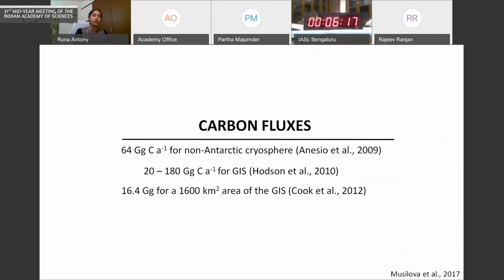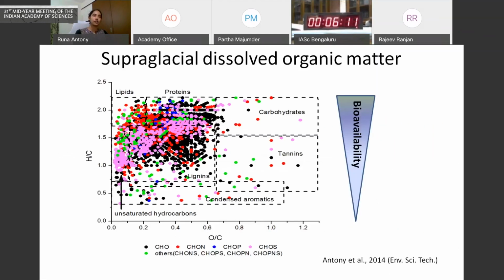And what we have tried to do is basically try to understand at the molecular level what this carbon on the ice surface is composed of. So our studies, including a few others, have shown that there are three principal types of organic substrates available on the ice surface. One is organic carbon freshly produced by resident microbes, that's like lipids, proteins, carbohydrates, and these are readily available for other microbes to use.